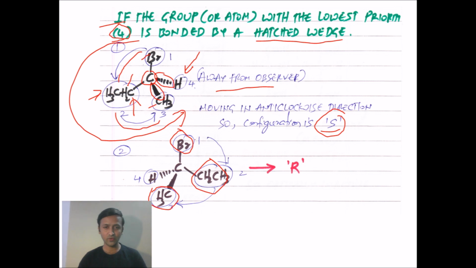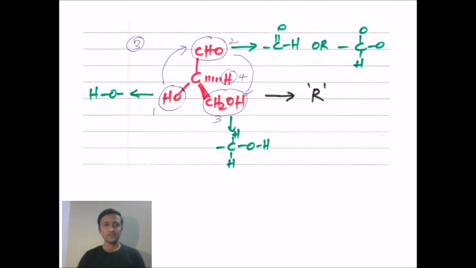So we just need to move now 1 to 2 and then from 2 to 3. So we can see overall now, right, we are moving in clockwise direction, so we need to assign it as R. So the configuration around this chiral carbon atom will be R, right? So this is about the first type. Okay, I take one more example. Just take the third example now.